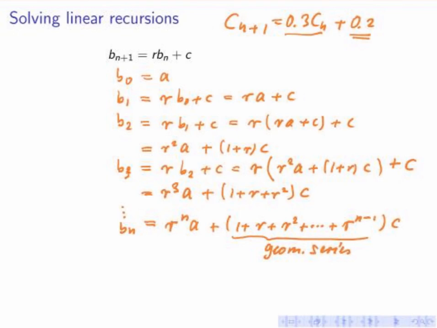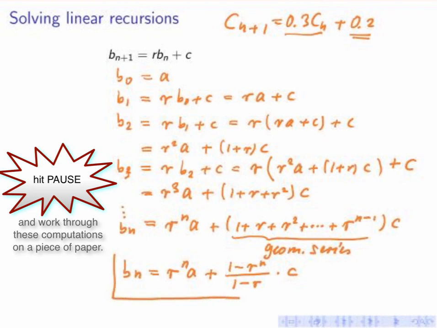So we can use the formula for geometric series, which means we get Bn is R to the n A plus, and now we use the geometric series formula with an exponent n minus 1, so then we get 1 minus R to the n divided by 1 minus R, and all this times C. I'm sorry I'm running out of space, but this here is the solution for a linear recursion. We have an explicit solution formula now. And then of course, now we would like to apply this to our drug delivery model from up here.